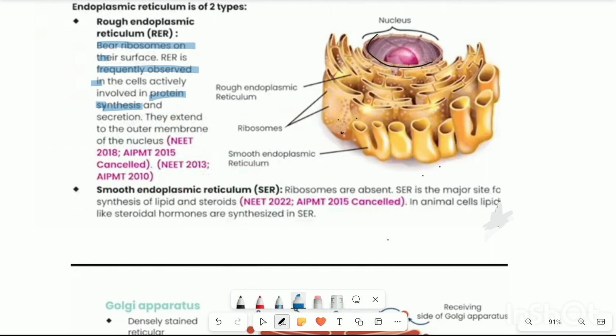Smooth endoplasmic reticulum. Why smooth? Because ribosomes are absent. And smooth endoplasmic reticulum is the major site of synthesis of lipids and steroids. This question has been asked, so mark as important. And in animal cells, lipids like steroidal hormones are synthesized in smooth endoplasmic reticulum.